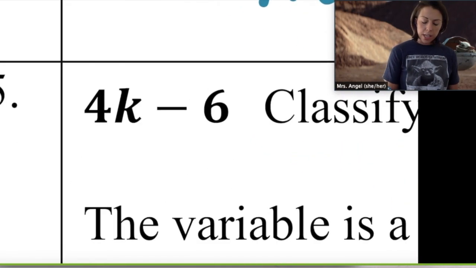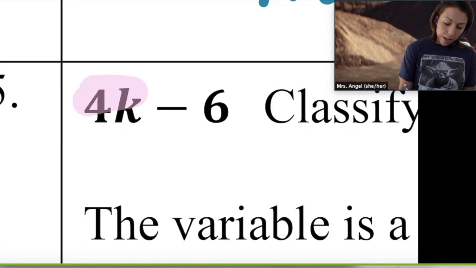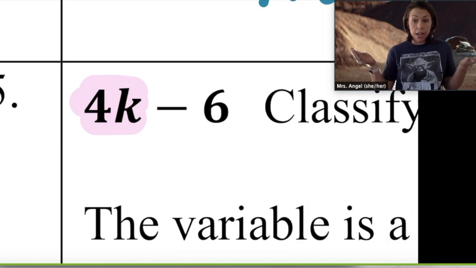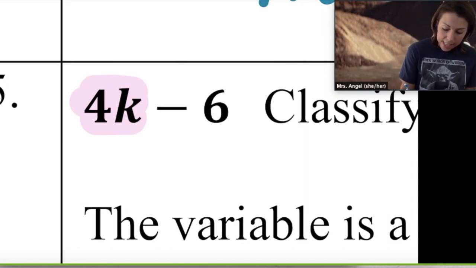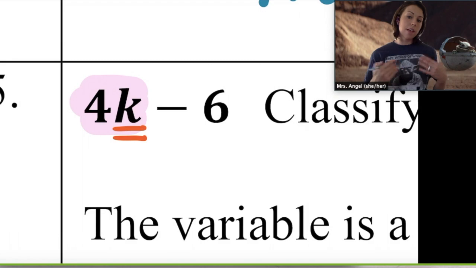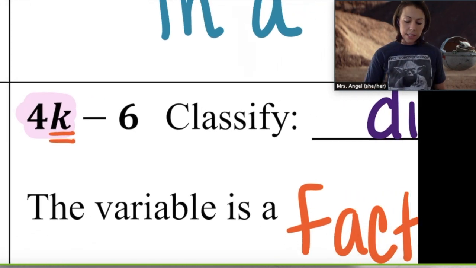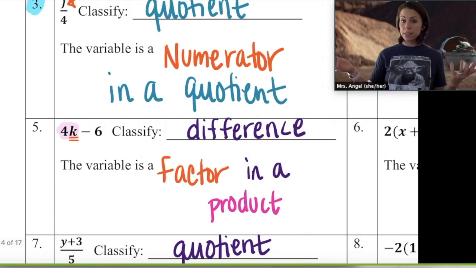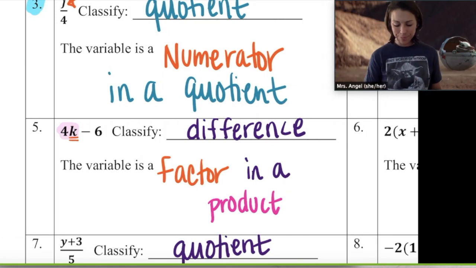Because when we zoom in here, the variable is part of this term 4k. 4k is a product, 4 times k, and k in this case is playing the role of a factor. So even though this classifies as a difference, the variable in this case is a factor in the product. That's also a term in the difference.